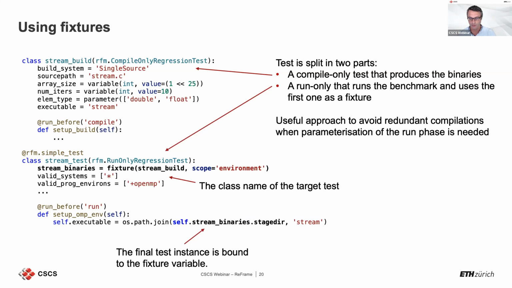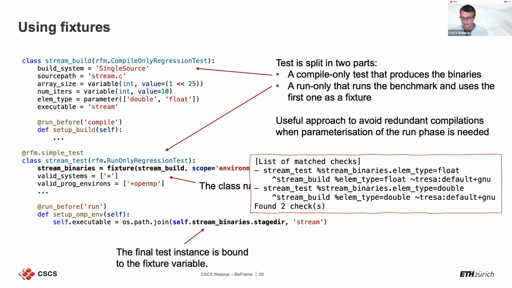Yeah, here I'm introducing a new term, but I will refer you to the documentation for that. So every test has its own stage directory where it executes, basically. So you access that, and then you construct the path there, and you get your executable for the stream test. And here, for example, is what are the tests that it generates. For example, here you see that the stream test with the fixture stream binaries with a lem type float depends on the stream build, a lem type float with scope.